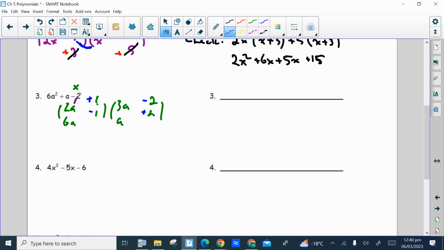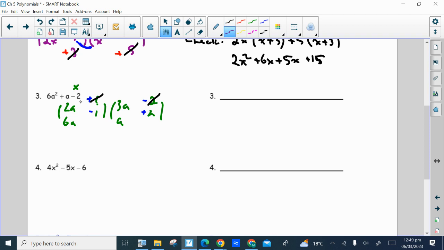So the outer products will be 2a times -2, which is -4a. The inner products will be 1 times 3a, which is +3a. The -4a plus 3a gives us a -1a, and that's not right because we need a +1a in the middle, not a negative. Again, the outer product would be -4a, the inner +3a. -4a plus 3a is -1a, and that is not right. We need a +1a. So those don't work. You can cross them off.